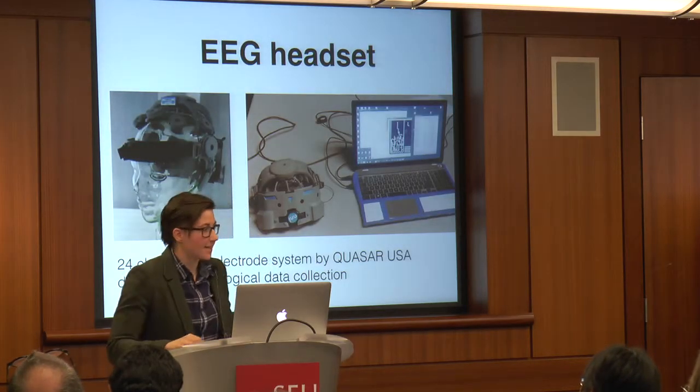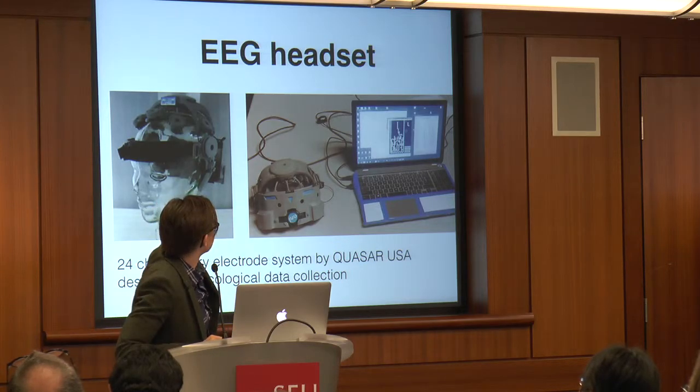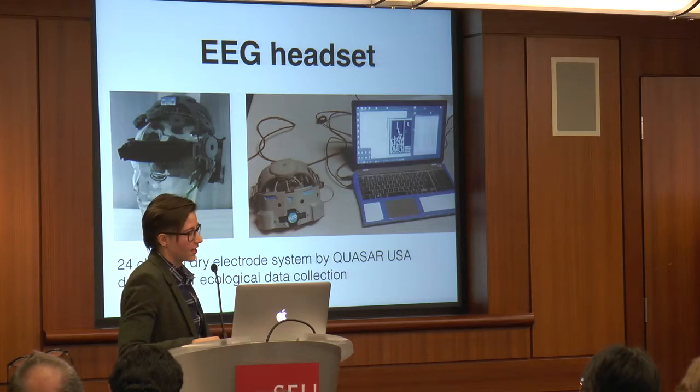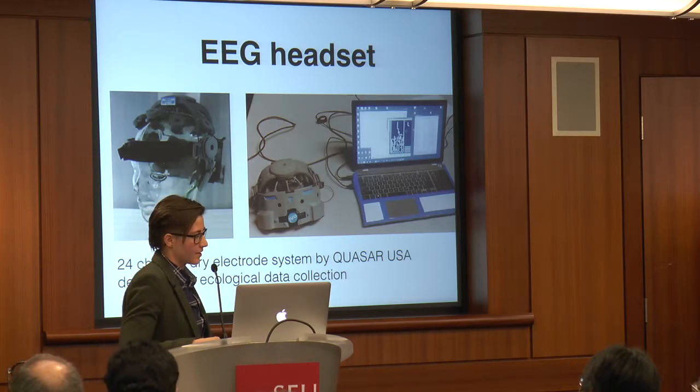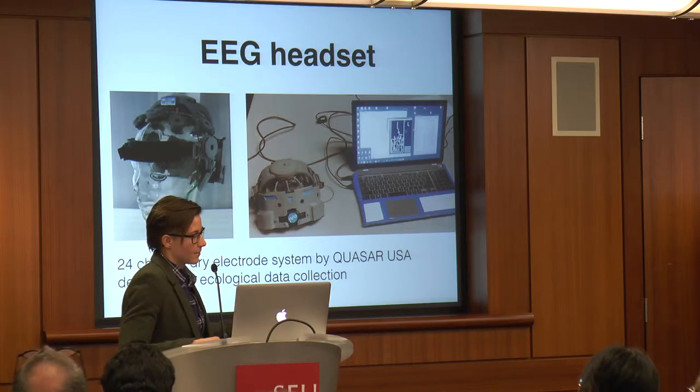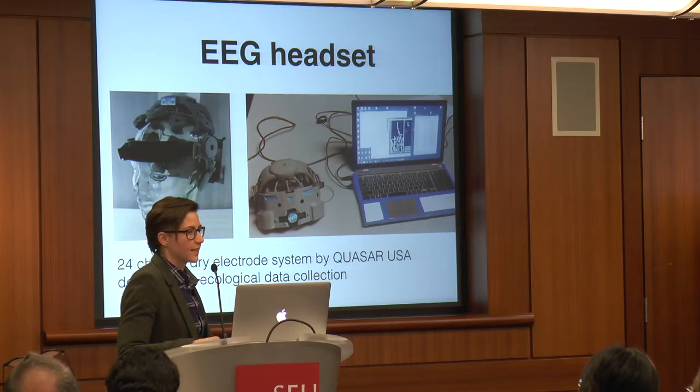The EEG headset that we used was one that looks like this, and this is the experimental setup. It was a 24 dry channel electrode system that was developed by Quasar USA. And they developed this headset with the idea that it would be able to be used for more ecological data collection.